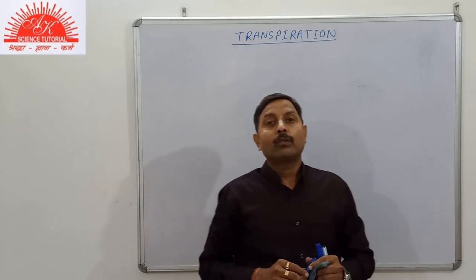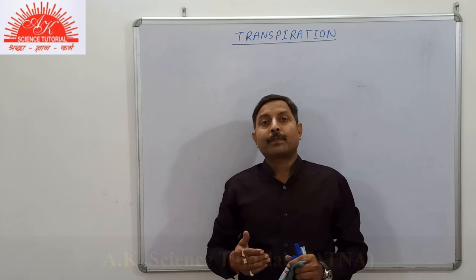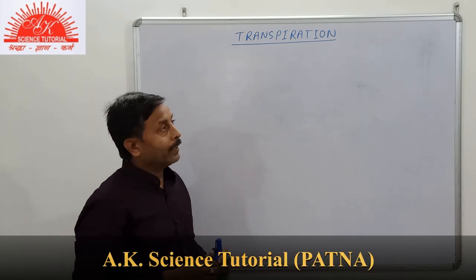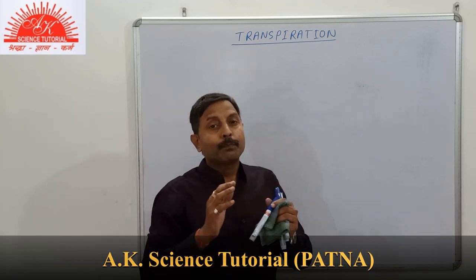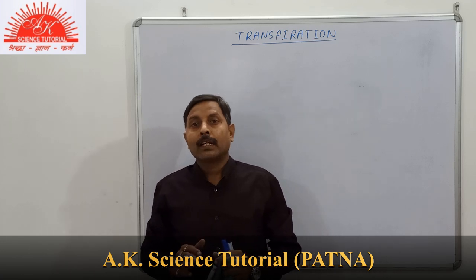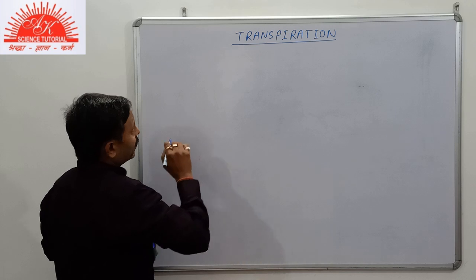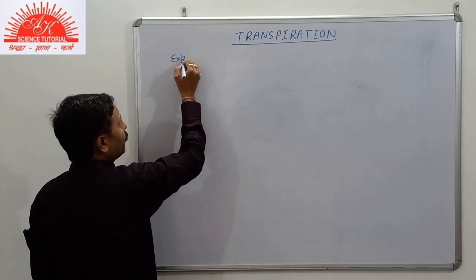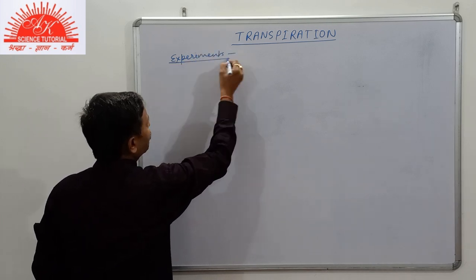In the previous video, we have studied about transpiration, its types, and the difference between monocot and dicot leaves. Today, we have to study the different experiments demonstrating the process of transpiration. So, we have to study here according to the aim of the experiments. We have to mention different types of experiments, like experiment 1.